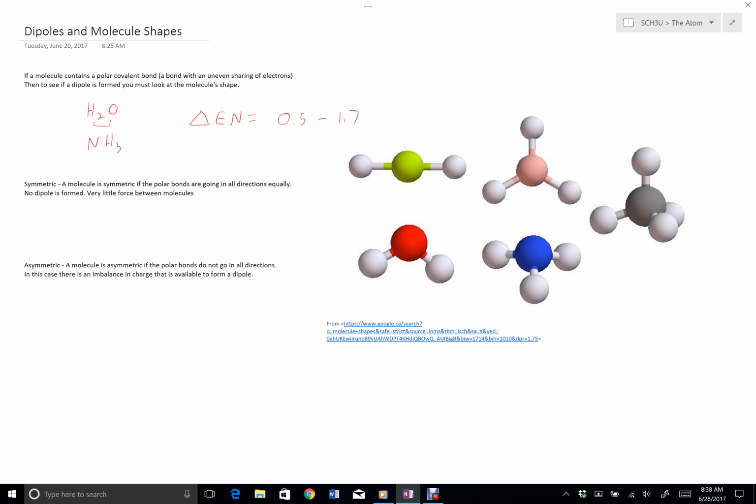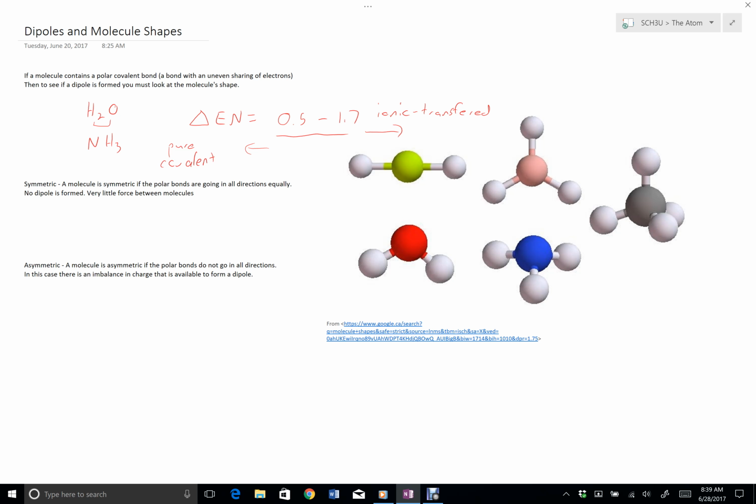If it's less than 0.5, we call it pure covalent, and we say there isn't an uneven sharing, they're sharing those electrons fairly. And if it's above 1.7, it forms an ionic bond, and the electronegativity difference is so large that the electron is actually transferred. So if we're in this middle region here, 0.5 to 1.7, we say that there is a significant uneven sharing of those electrons, and so we have to look at the shape of the molecule to decide if a dipole will be formed.